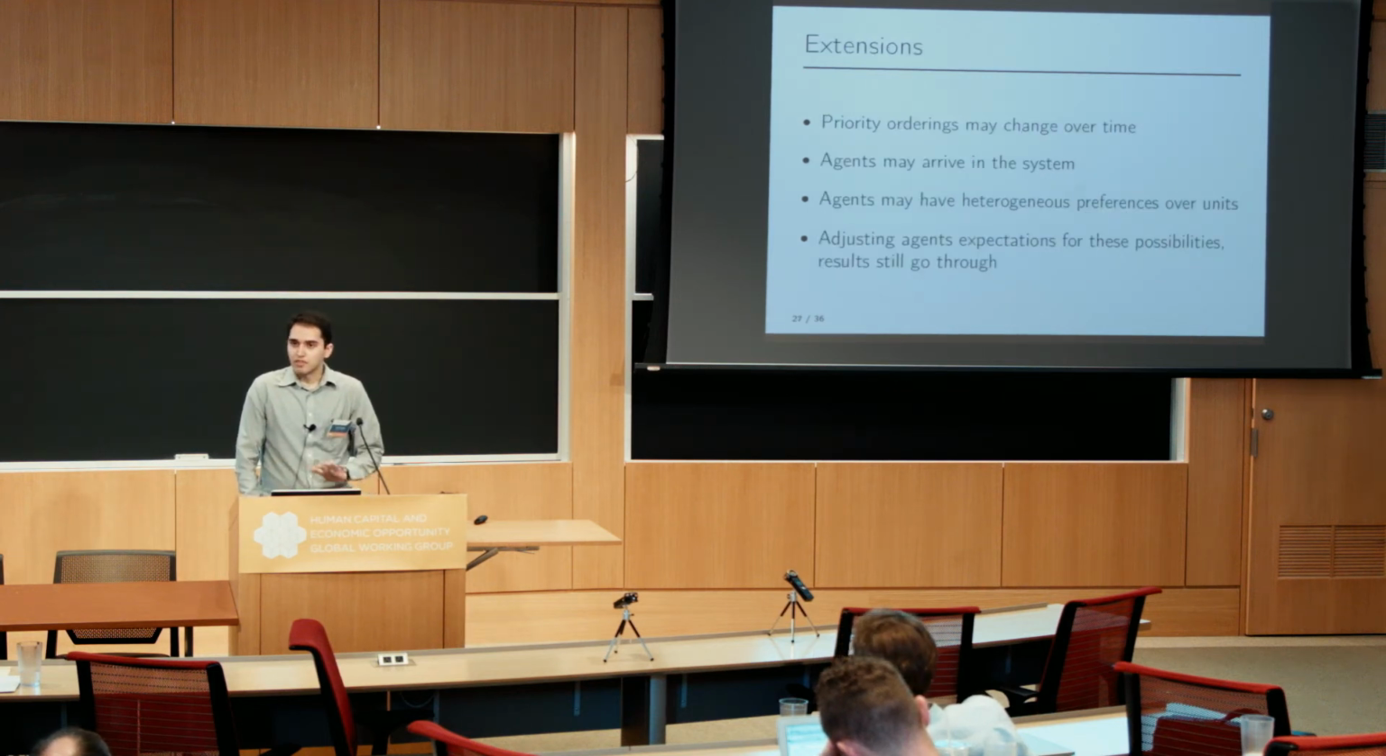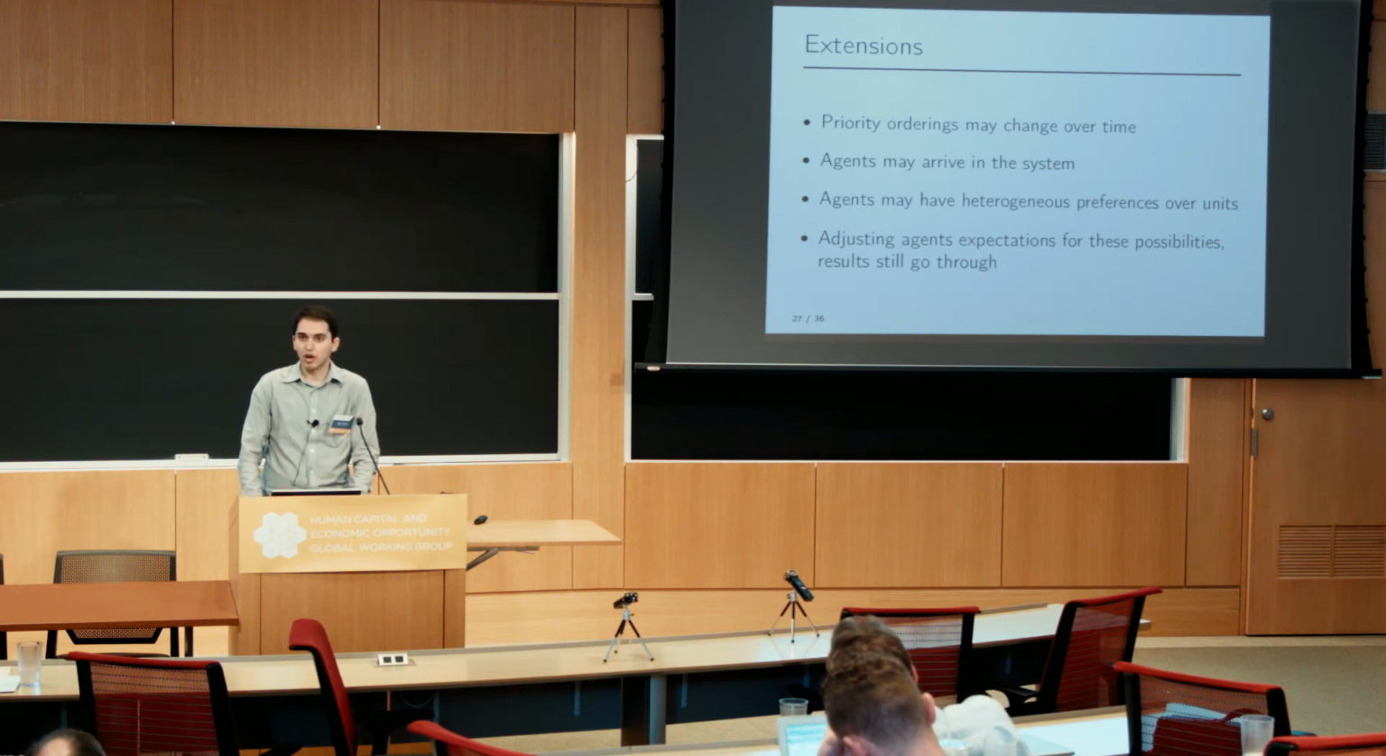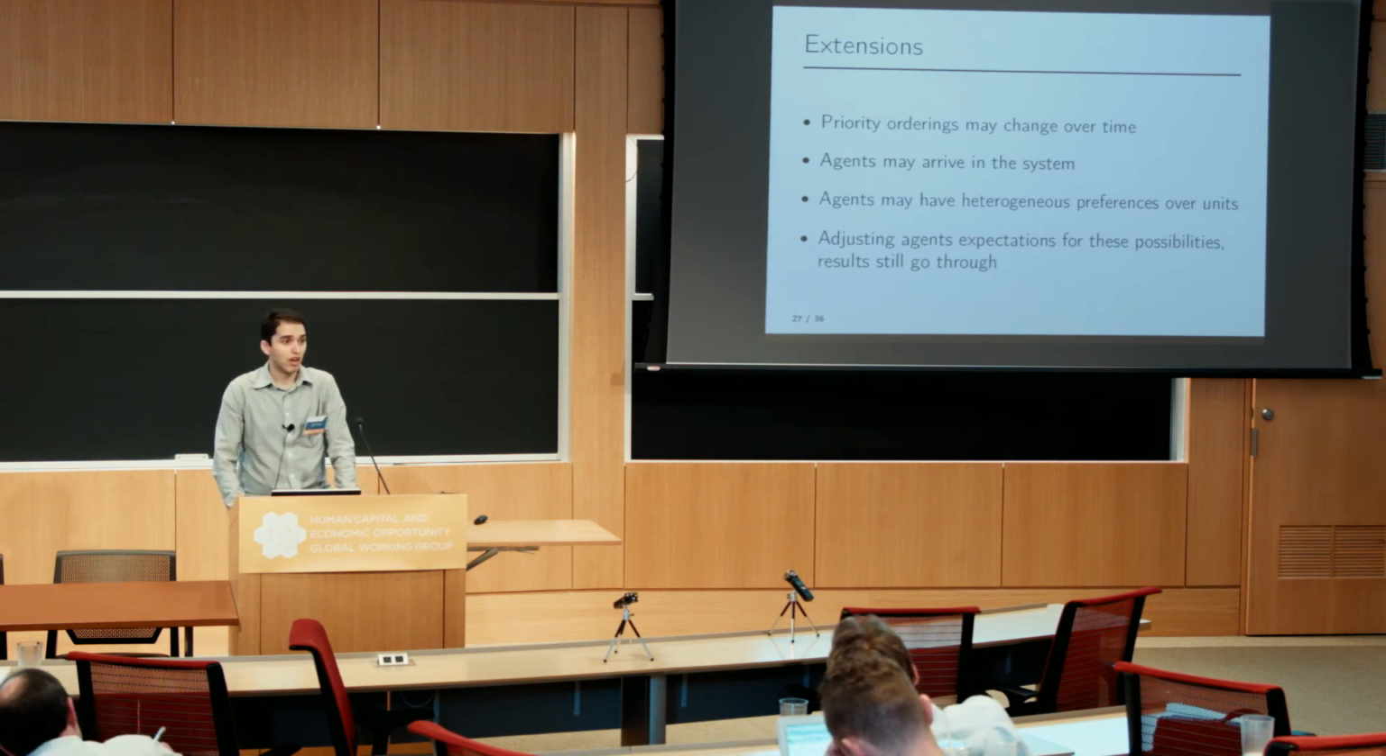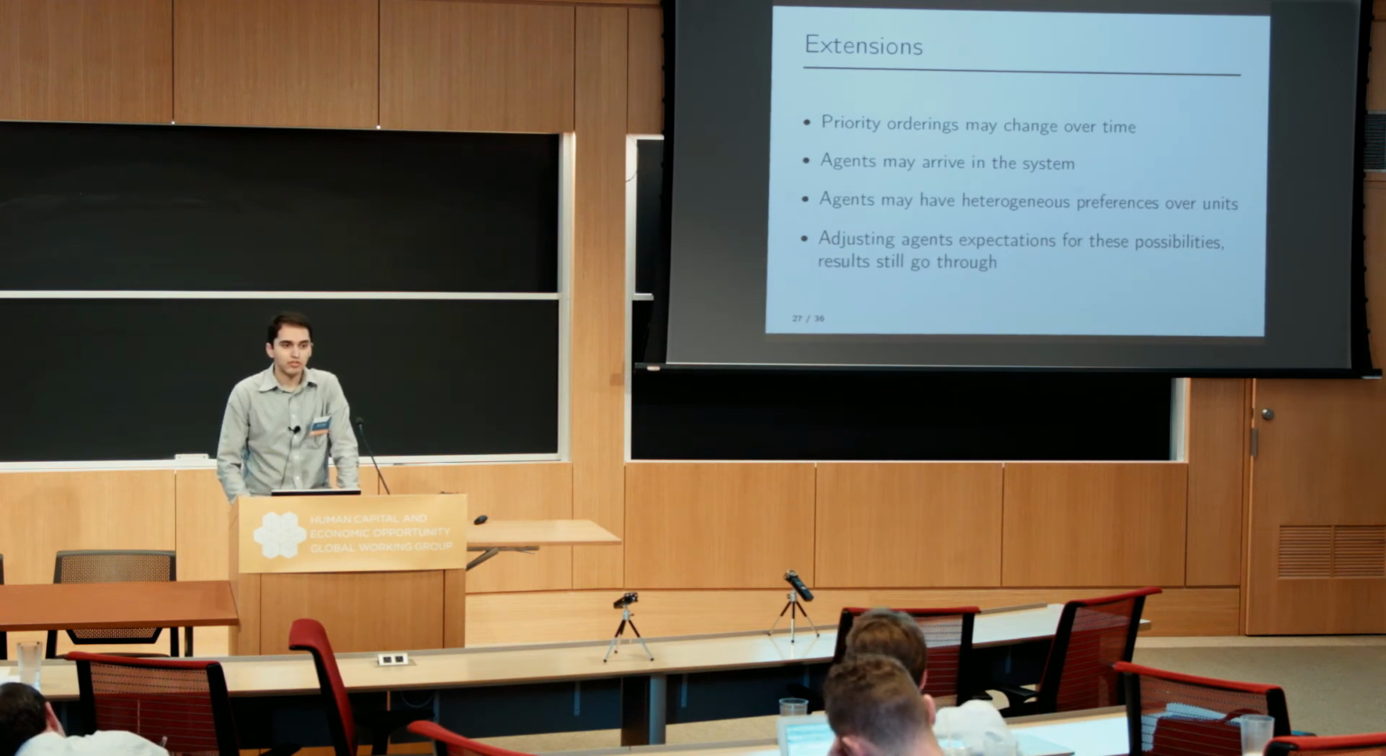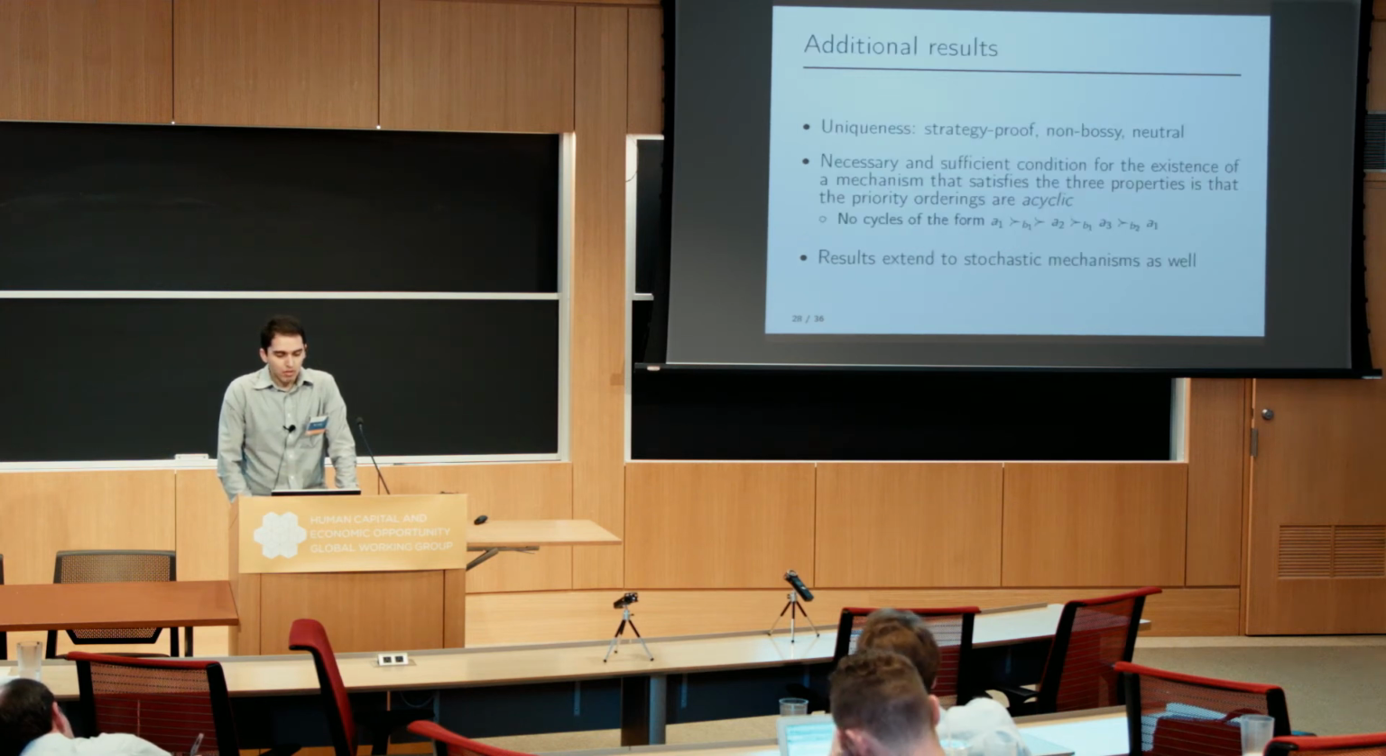Now, this is a very simple stylized framework, but you can show that a number of realistic features of the public housing market can be accommodated. For example, if priority orderings are changing over time, or agents are arriving to the system, or if we have unobserved heterogeneity in preferences, then once we adjust people's expectations about the arrival processes, these theoretical results that I've briefly described still go through.